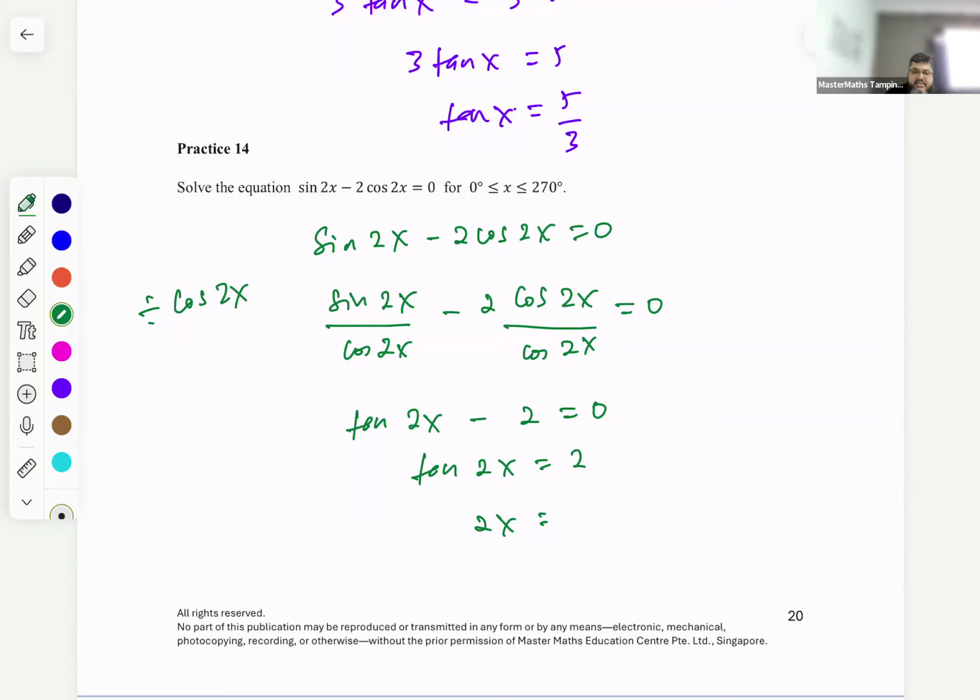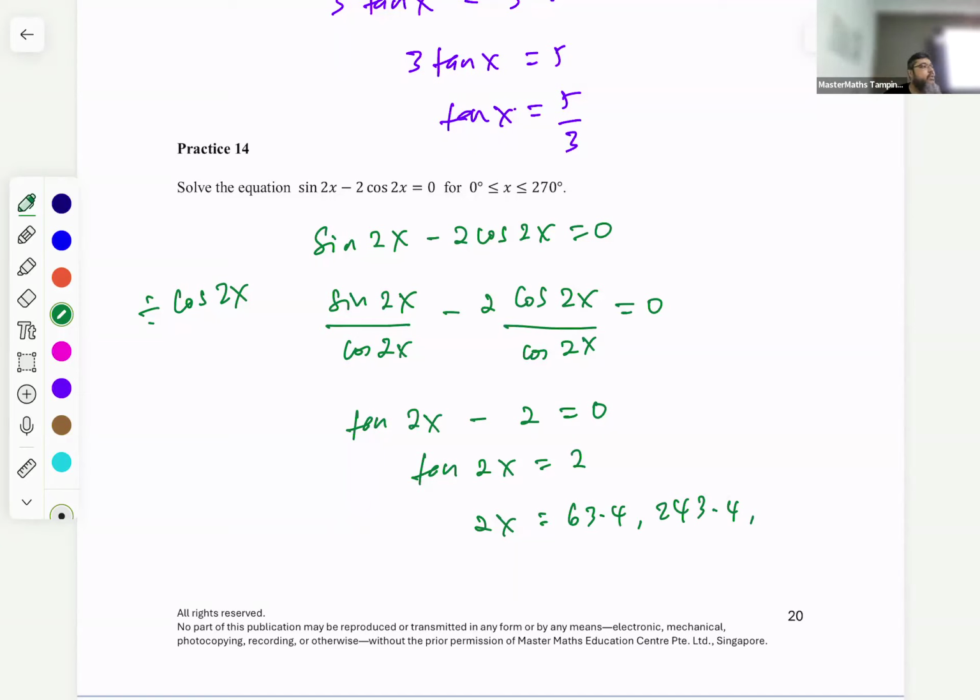Come on. They say it's from 0 to 270. So I told you, when you see 2x, you have to go another one more round. Correct or not? First answer, tangent inverse 2. You get 63.4. Am I right or not? First answer, 63.4. And tangent is positive in the third quadrant, which is plus 180. Which is 243.4, which is still within the range of 270.